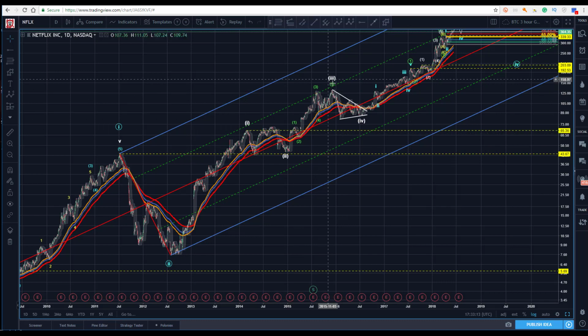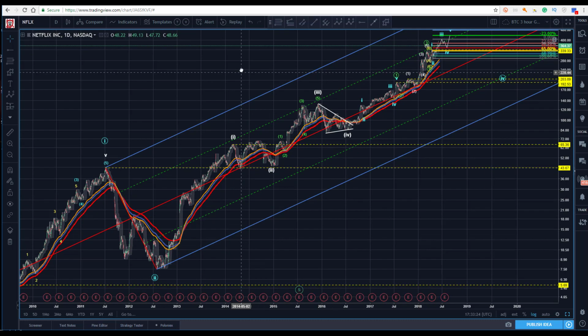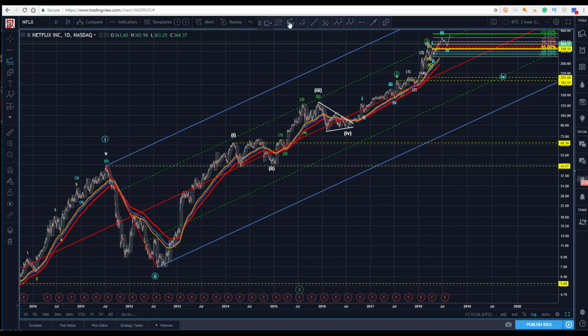How about that? Right. So remember, the third wave does not have to be the longest, it just can't be the shortest. Well, if I look at it here in log scale, it looks like 1's long, 3 is short, and 5 is long. So that couldn't work. Well, we've got to measure that. We use the same tools here to see if it qualifies. So again, because I'm in log scale, it's going to distort your eye.